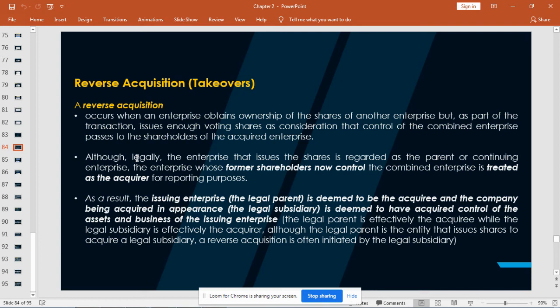Although legally, the enterprise that issues the shares is regarded as the parent or continuing enterprise, the enterprise whose former shareholders now control the combined enterprise is treated as the acquirer for reporting purposes. Also, take note of these scenarios. As a result, the issuing enterprise, so the legal parent, is deemed to be the acquiree, and the company being acquired, in appearance the legal subsidiary, is deemed to have acquired control of the assets and business of the issuing enterprise.